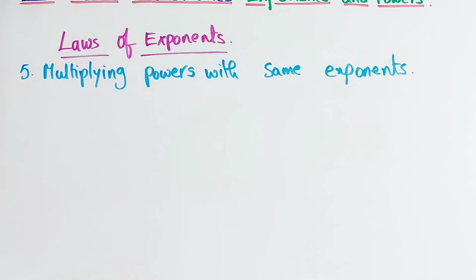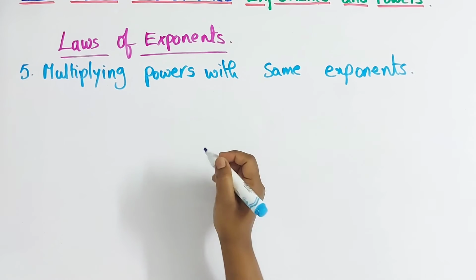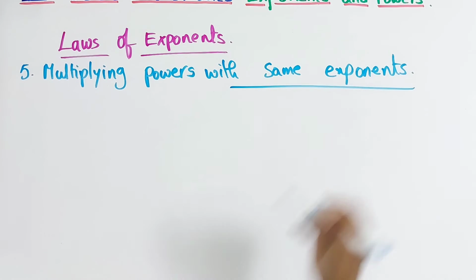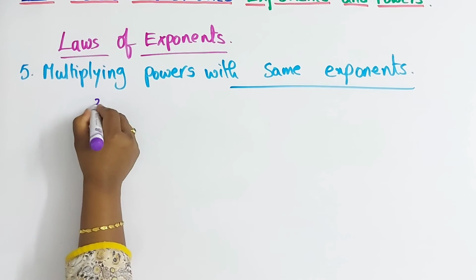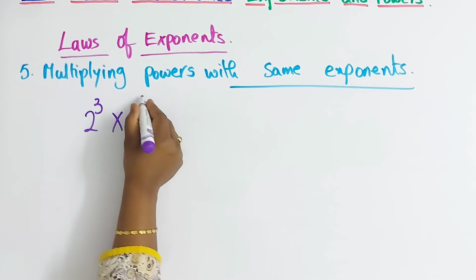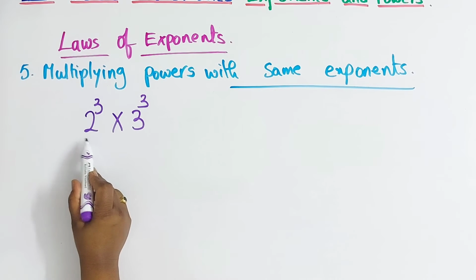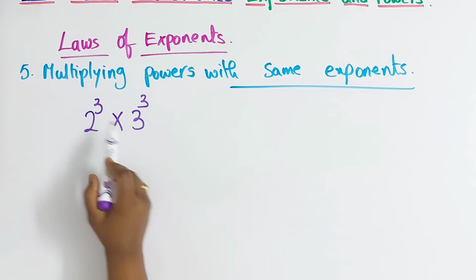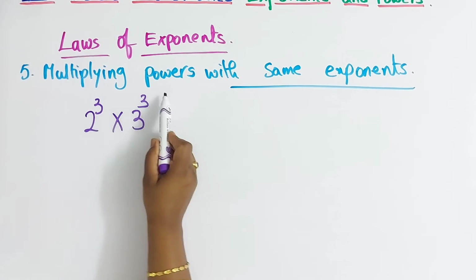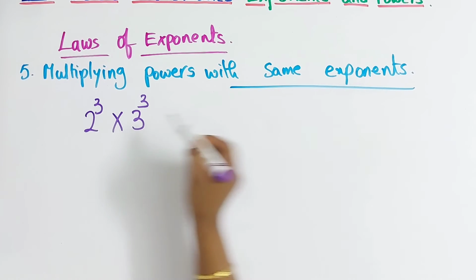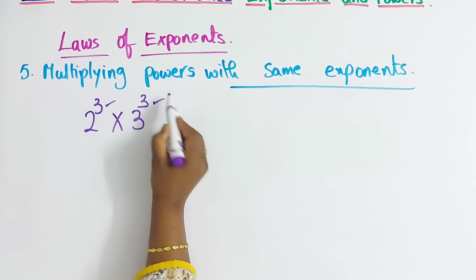Next one, multiplying powers with the same exponents, children. Here we'll take the example 2 raised to the power of 3 into 3 raised to the power of 3. Here the base is 2 and here the base is 3. Here both the exponents are the same: here also 3 and here also 3.